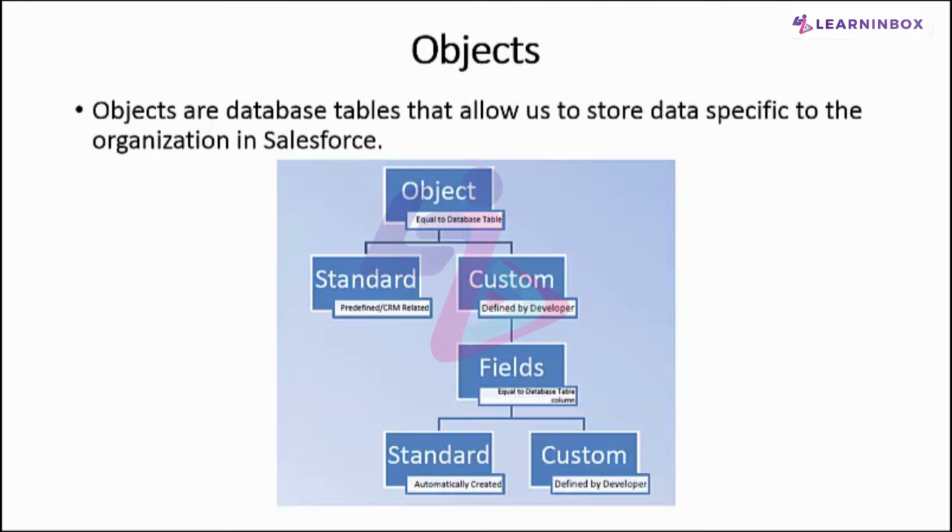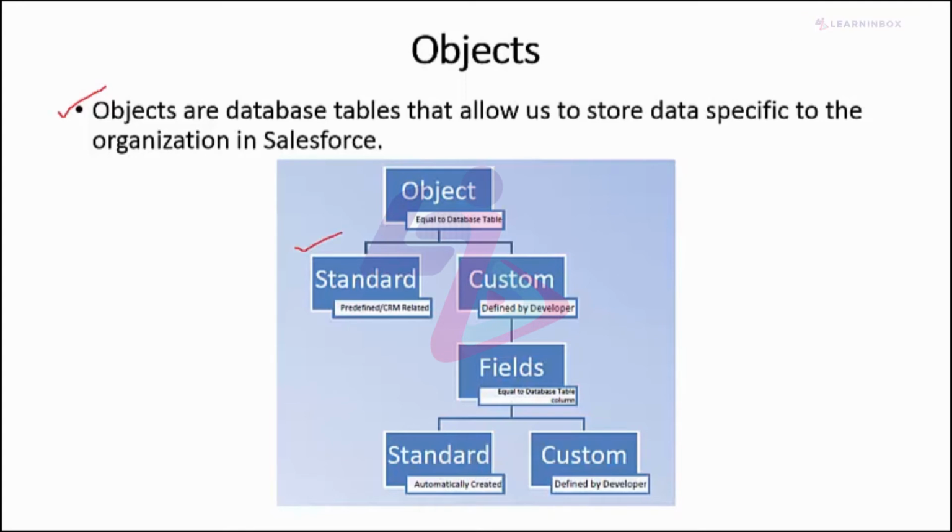So before starting with the relationships, you should know what objects we have in Salesforce, because ultimately objects are the ones which we use to create relationships. So let's see the formal definition of objects. Objects are database tables that allow us to store data specific to the organization in Salesforce. In a conventional DBMS, database management systems, we have tables, and those tables, you can say, are called objects in Salesforce.